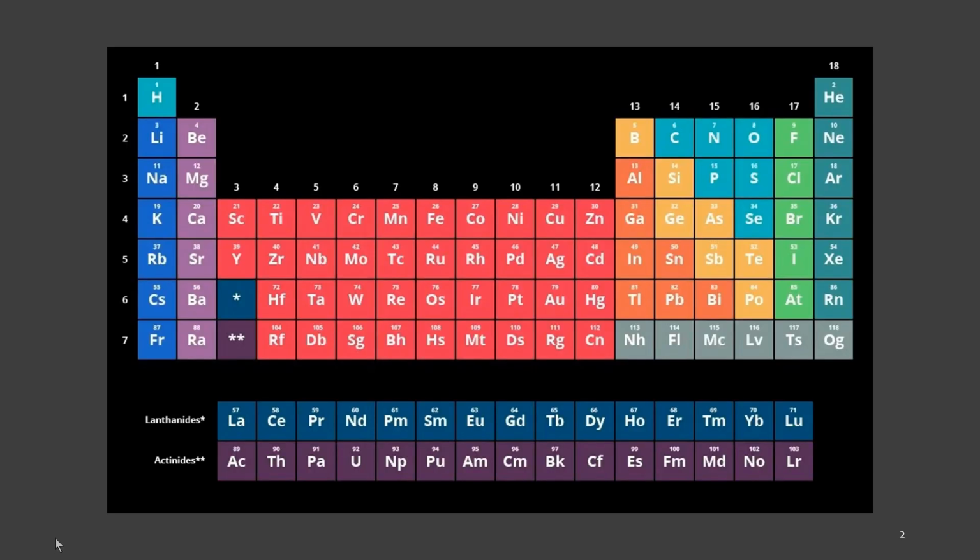This is how a periodic table looks. It has many elements arranged in the form of horizontal lines, as you can see over here, and vertical columns like here, and they are colored, which means each of them might have different properties than the other.